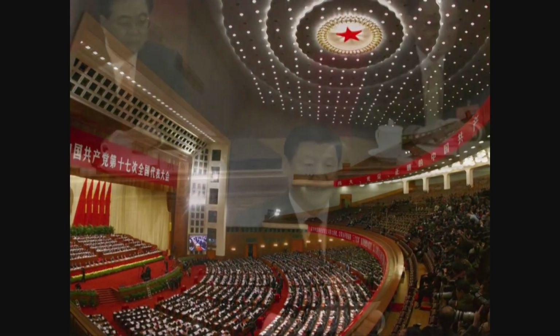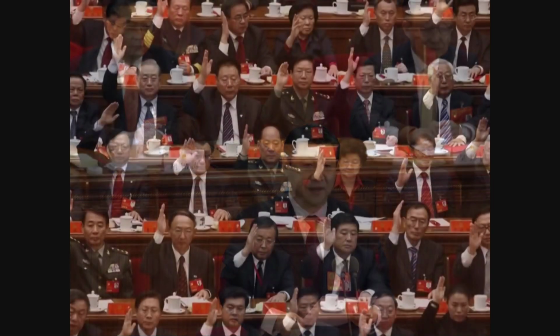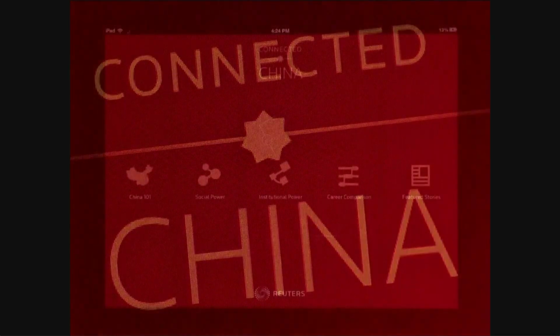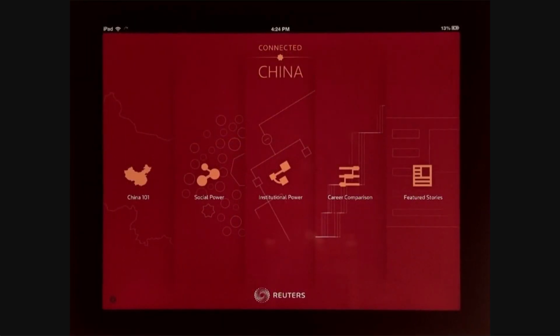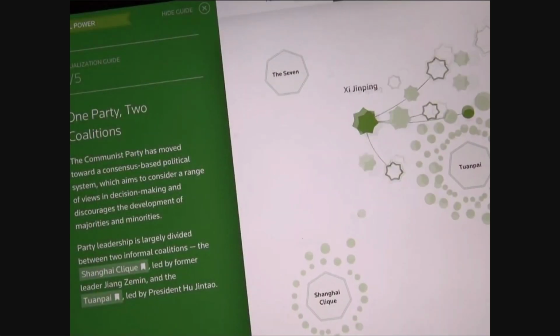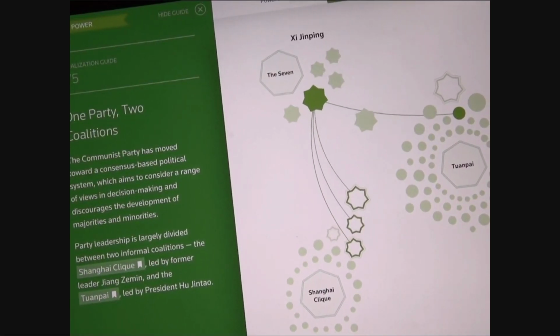In another more elaborate case, we were contracted by Thomson Reuters. They came to us with interest in developing a project about the transition of power in China, but also explaining how China's power structure actually works. The end result was this iPad application called Connected China. It's all built with HTML5 and JavaScript.